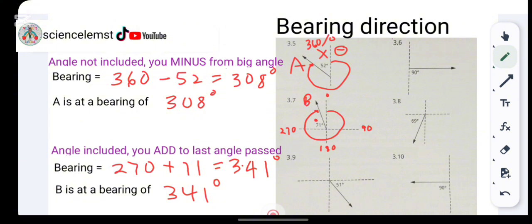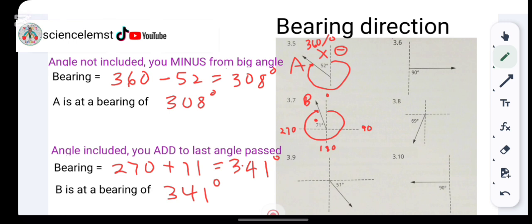Can you try others for yourselves? Remember, first draw the arc from 0 to the vector. Check if it's included or excluded. Try it out and let me know.